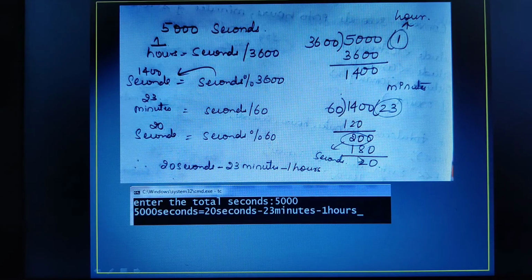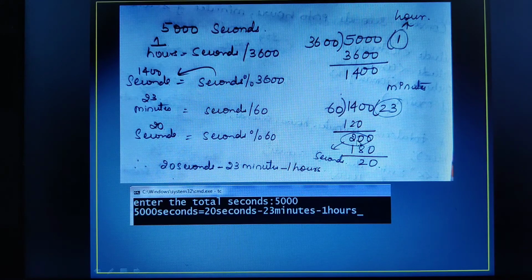So 63's are 180. You got the remainder here as 20. So what is the quotient? For minutes, what should I look for? I should look for the quotient. Therefore 23 minutes. Again, when you see the modulus operator, we should concentrate on the remainder.